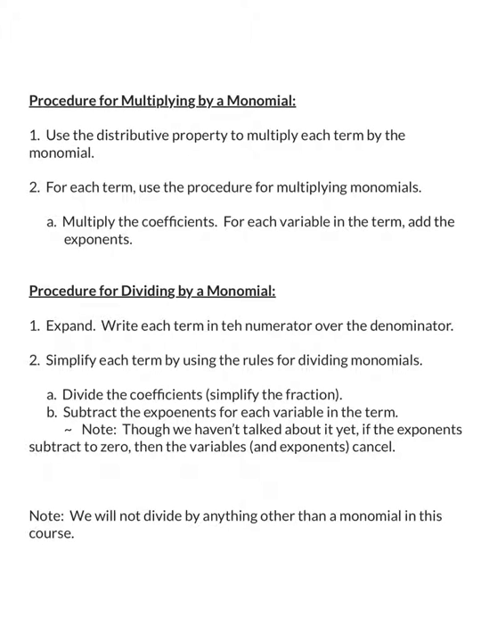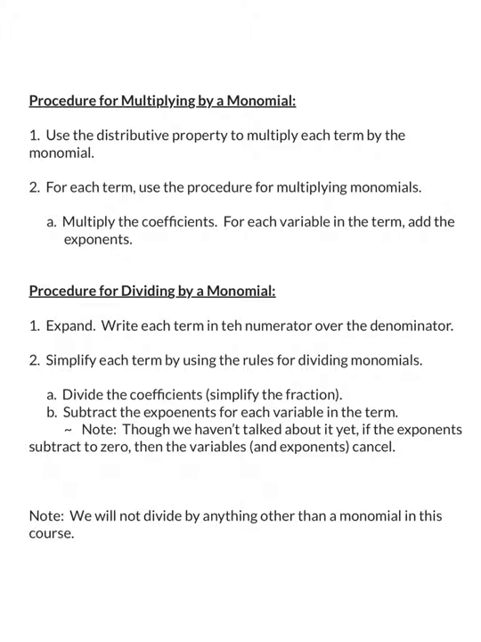So to start off with, our procedure for multiplying by a monomial: we want to start by using the distributive property to multiply each term inside the parentheses by the monomial on the outside. For each term, you want to use the procedure for multiplying monomials. Remember that we want to multiply the coefficients, and for each variable in the term, add the exponents.